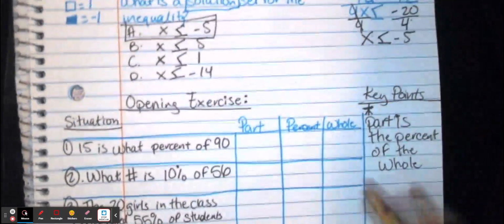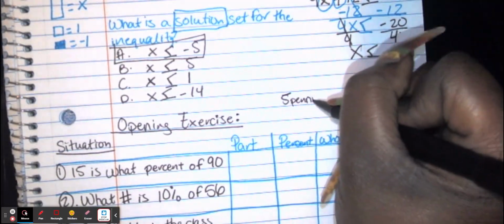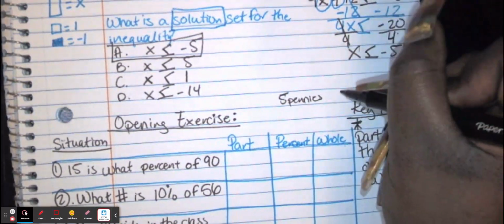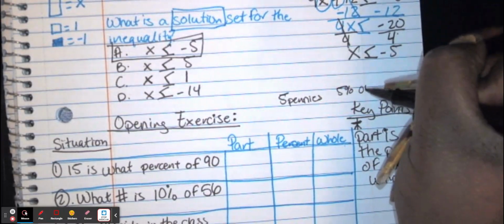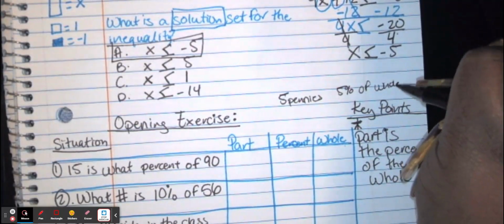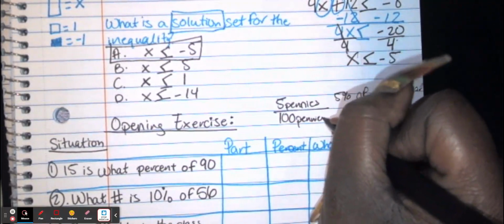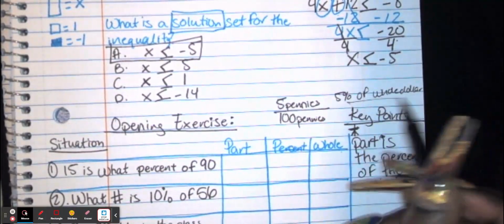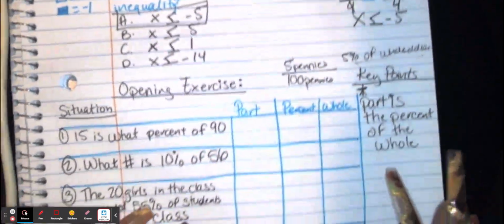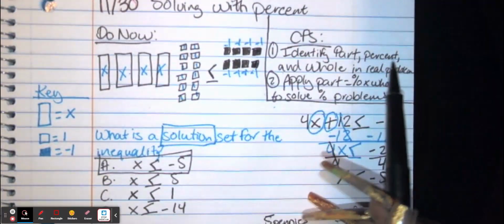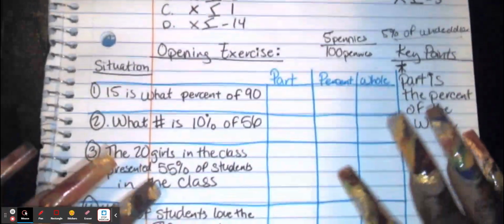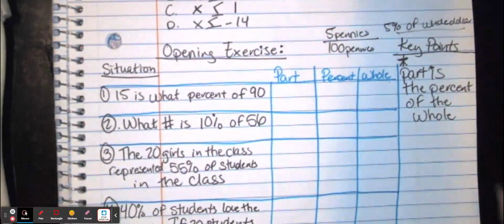That's just like me saying that if I have five pennies, 5 pennies is literally 5% of a whole dollar. Because if I have 5 pennies, that is literally 5 pennies out of 100. So that would be 5% of a whole dollar. So let's take these different scenarios, because today we're going to start with our first CFS, which is to identify part, percent, and whole in a real world problem. So let's go ahead and start with that exercise.